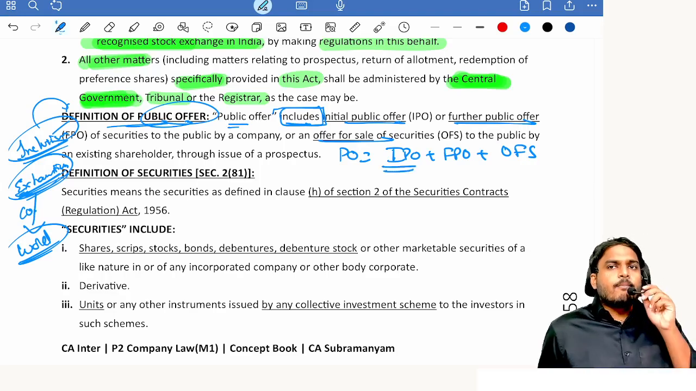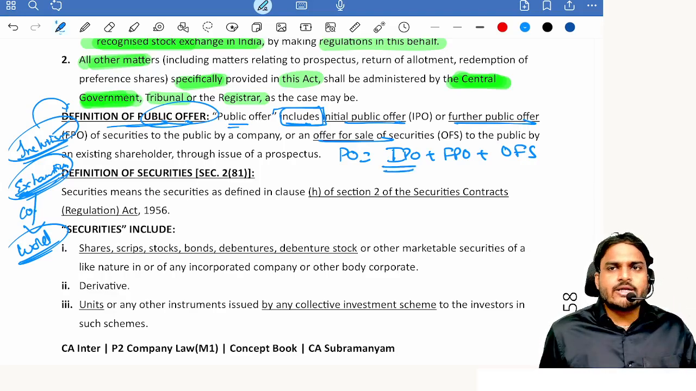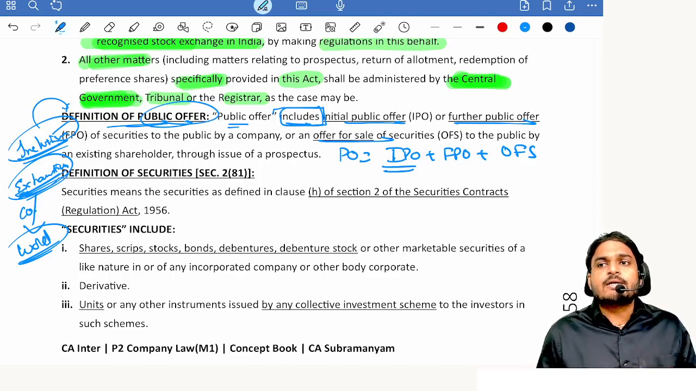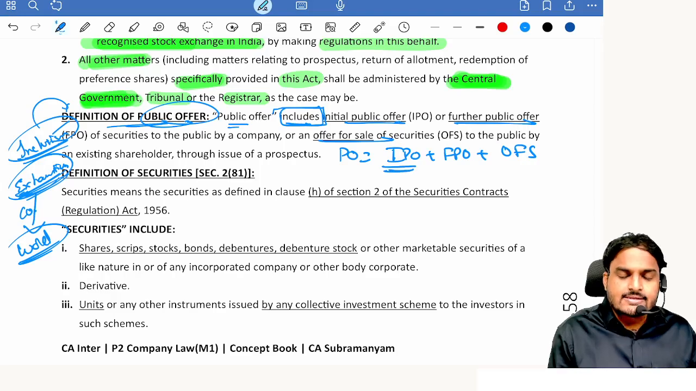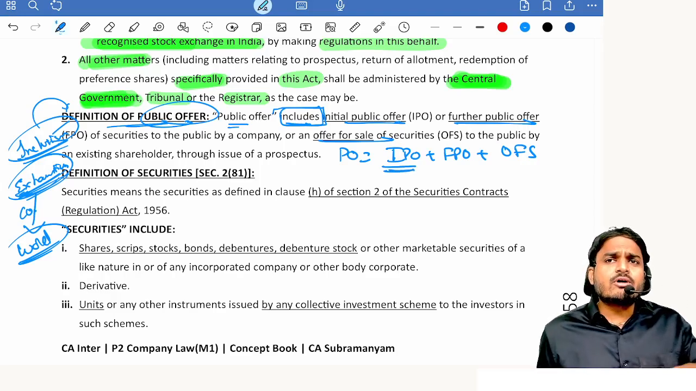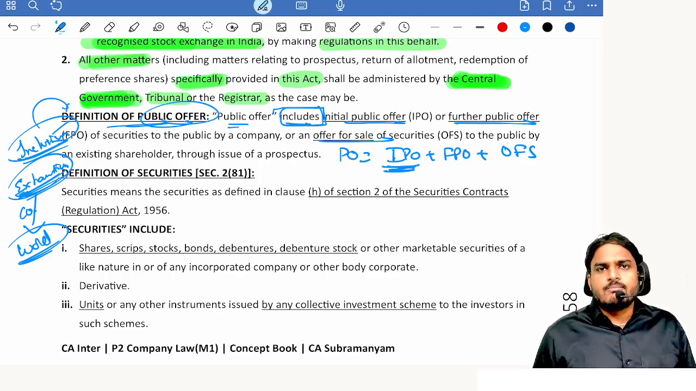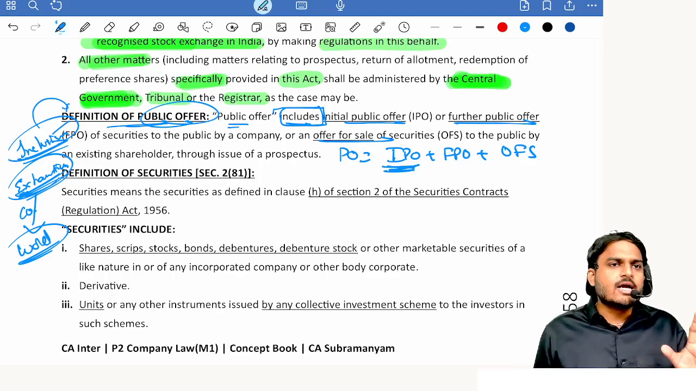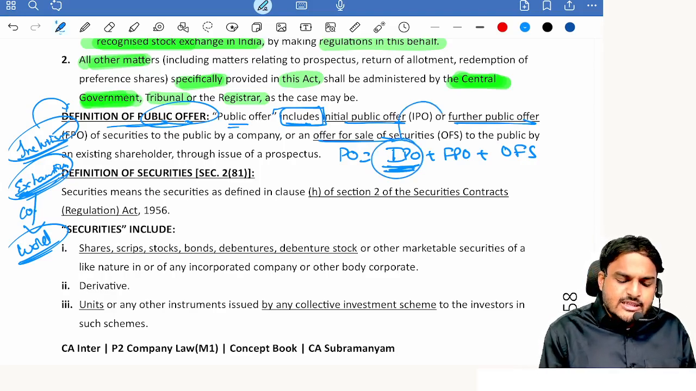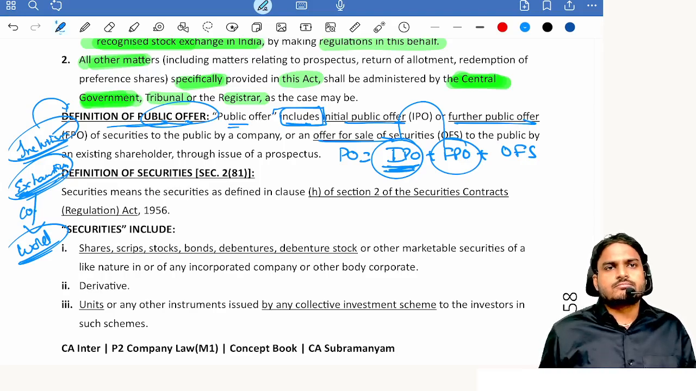IPO means upon incorporation, for the first time, the company is making a public offer. We call it IPO. See, IPO can be done after 10 years of incorporation, after 50 years, after 100 years. There is no time limit for making an IPO. But for the first time after incorporation, if it is making a public offer, we call it IPO. Any public offer subsequent to IPO, we call it FPO. Understood? The second time the company makes a public offer, we call it FPO.